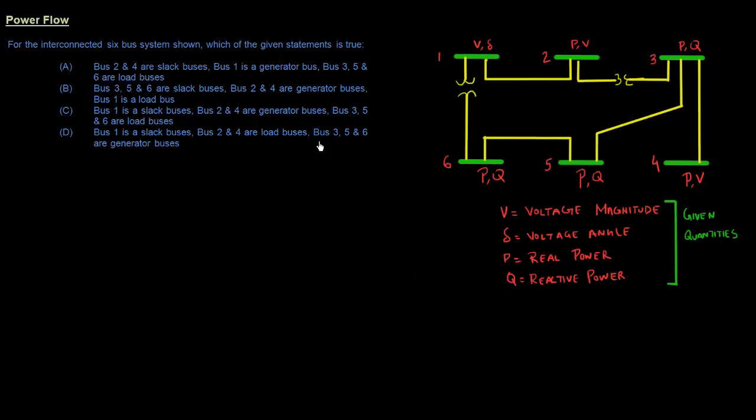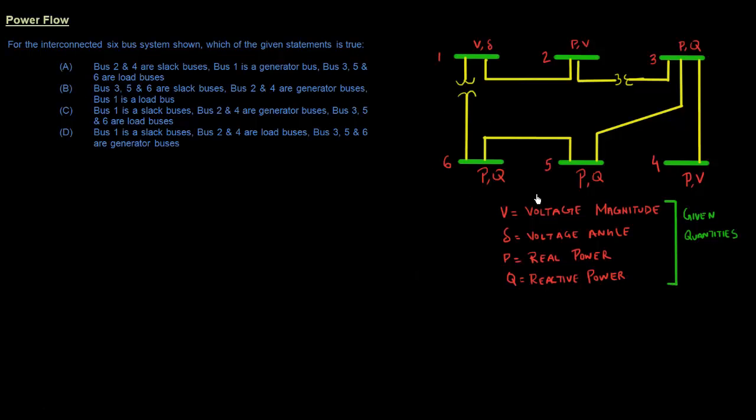It has a lot of concepts, a lot of math involved as well. Today we're just going to touch on one of those many concepts, which is the different types of buses that are used to define a power system. So let's read the question first, and then we'll go into a little bit of the explanation. For the interconnected 6-bus system shown, which of these given statements is true? And we'll get to these statements in a bit.